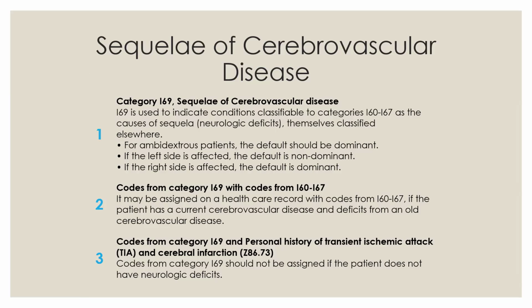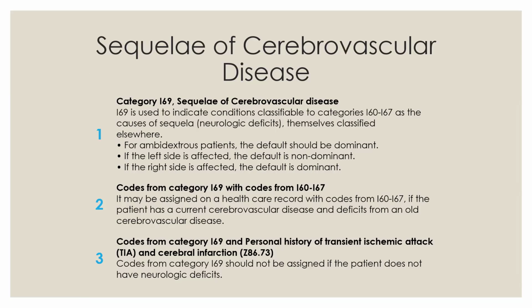Number 3, codes from category I-69 and personal history of transient ischemic attack, or a TIA, and cerebral infarction. So that would be Z86.73 for that personal history of the TIA and or cerebral infarction.